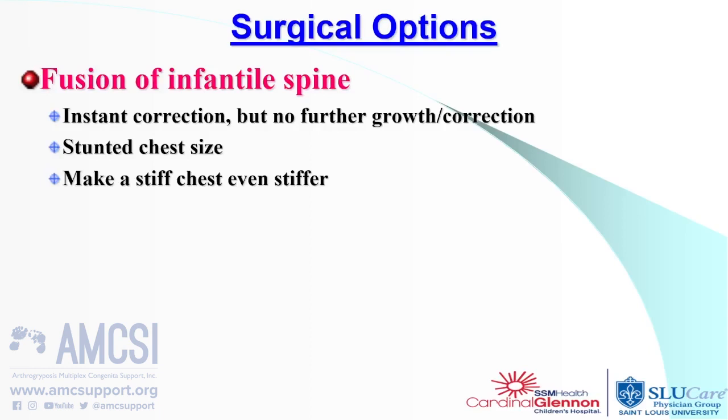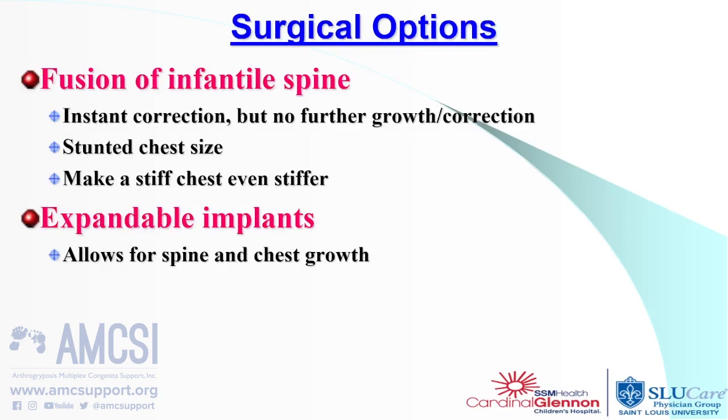The problem is, if you operate on a 6-year-old and you straighten out their spine and fuse it, then when they got to be an adult, they'd be an adult with a 6-year-old sized chest. And now you don't have enough room for the lungs, and those lungs have a hard time supporting the person. And this is a serious issue in terms of staying healthy as an adult. So that's when the expandable implants came around.